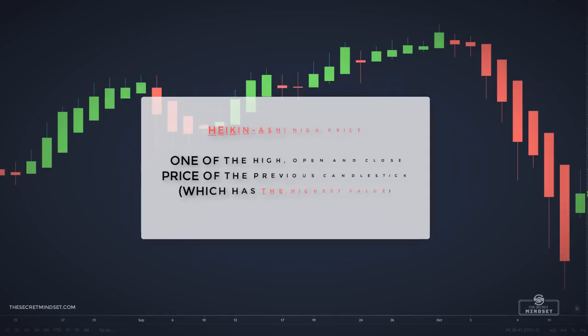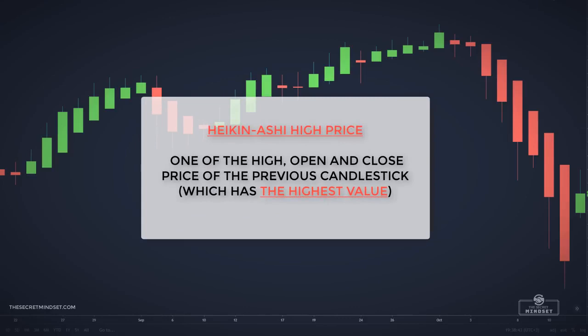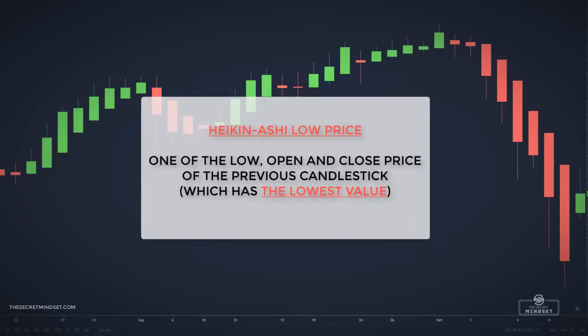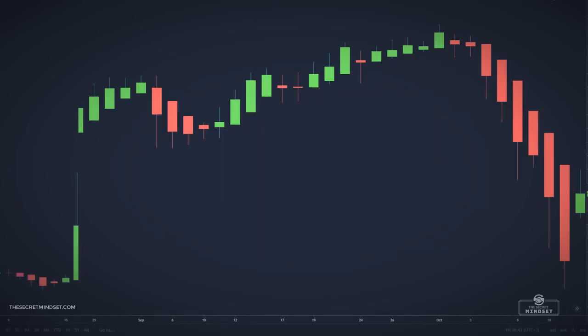The high price in a Heikin Ashi candlestick is chosen from one of the high, open, and close price, whichever has the highest value. And the low price in a Heikin Ashi candlestick is chosen from one of the low, open, and close price, whichever has the lowest value.